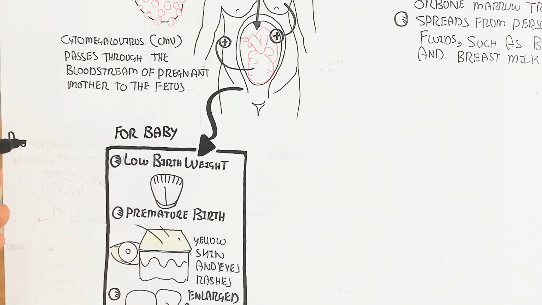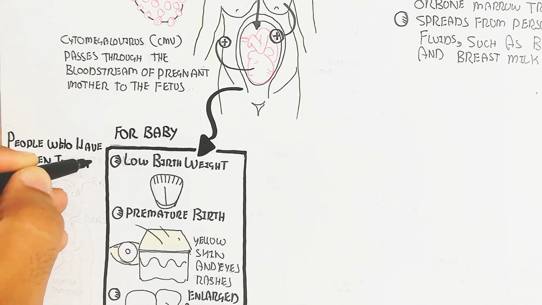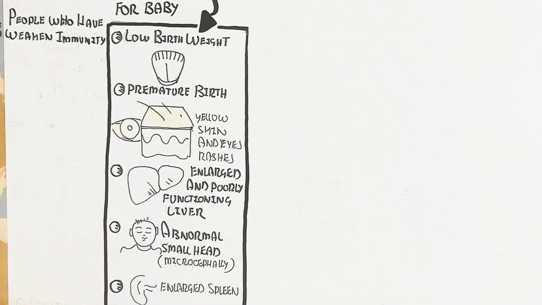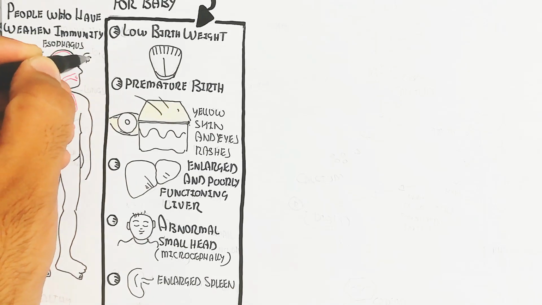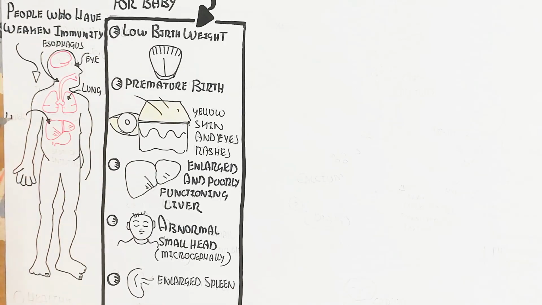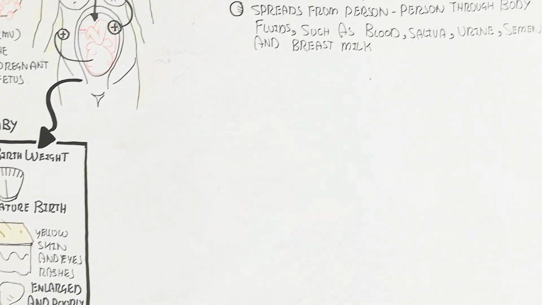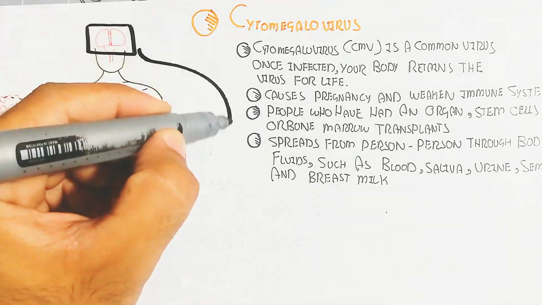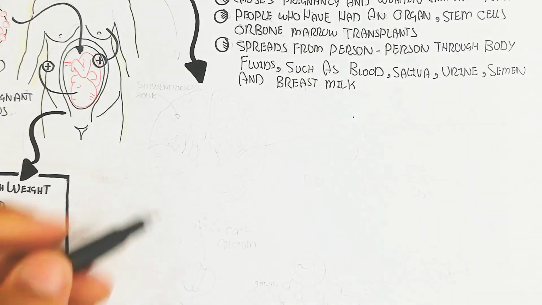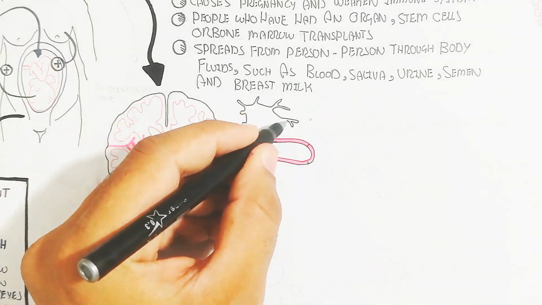This is for the baby. But in people with weakened immunity, the virus often infects and progresses, causing disease in the lungs, eyes, brain, and liver, as well as the stomach and intestine. In this video, we will understand how it progresses into the brain, which also makes it easier to understand. We will also learn about the cellular mechanism for invasion of this virus, apoptosis, and other inflammation.